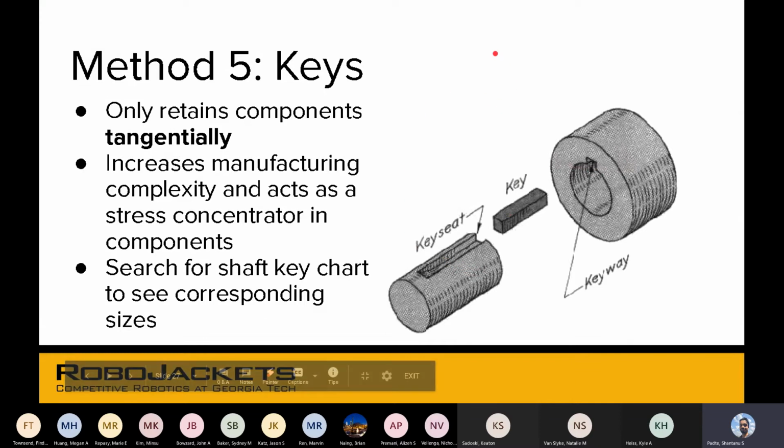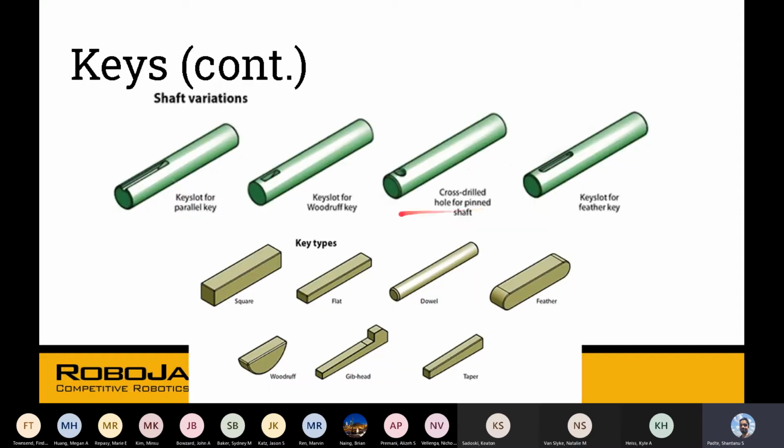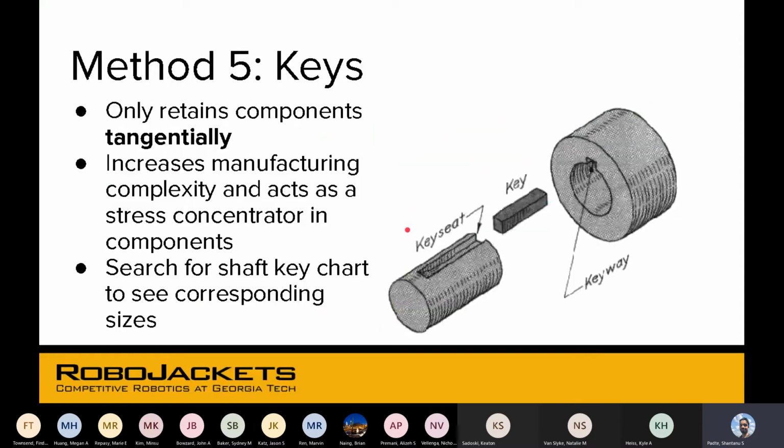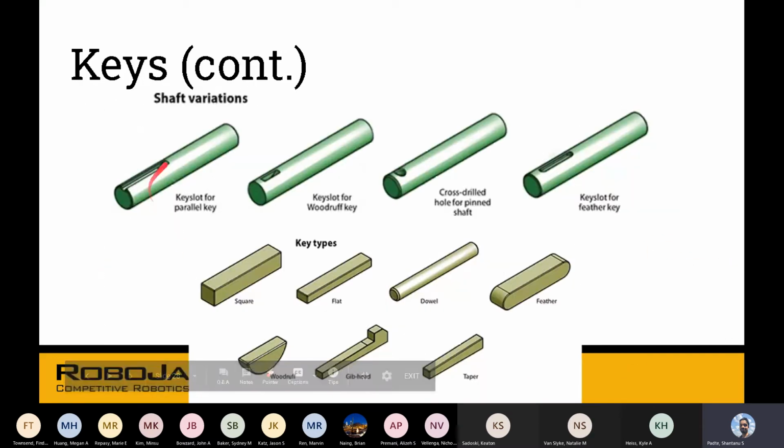The problem is that keys increase manufacturing complexity because there are more parts to worry about. You can search for shaft key chart to see corresponding sizes. There are different kinds of key slots.